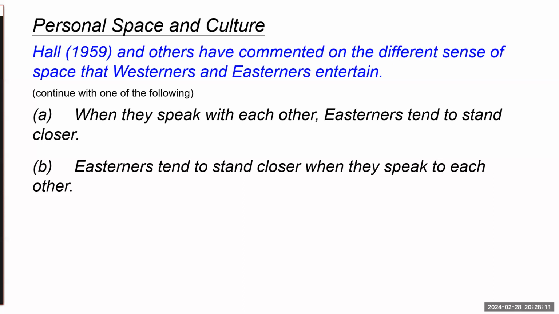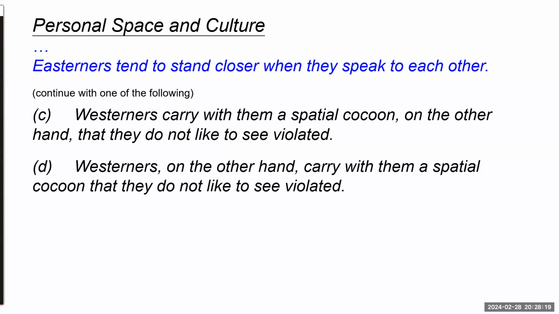Well, if I was thinking of it in terms of thematic progression, I choose B. And that's correct. All right, what's the next sentence? Well, C and D both begin with Westerners, all right? And so that isn't going to be the differentiating factor. C: the other is Westerners carry with them a spatial cocoon, on the other hand. D: Westerners, on the other hand, carry with them a spatial cocoon that they do not like to see violated.